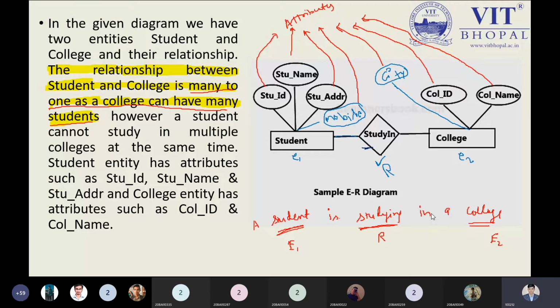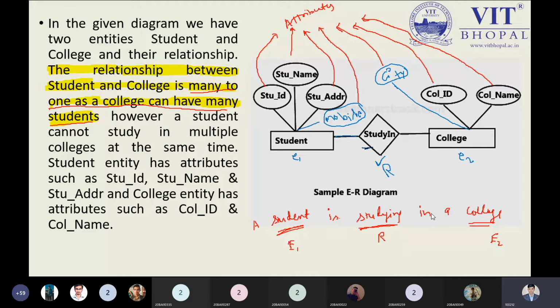Many students can be part of one college, but a student cannot study in many colleges. Is it not possible? You can't take admission to two universities or colleges simultaneously. So that is the point you have to understand. You have to think logically. So many students will be part of one college, or one college can have many students.